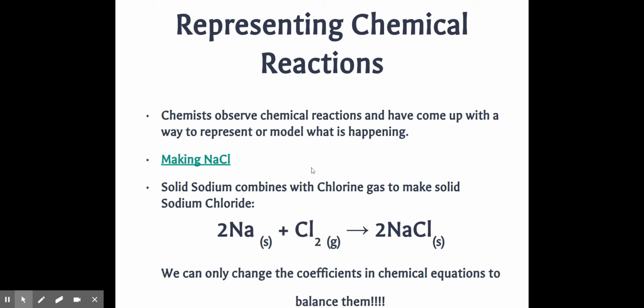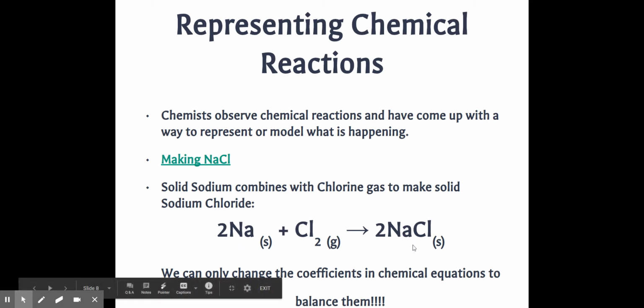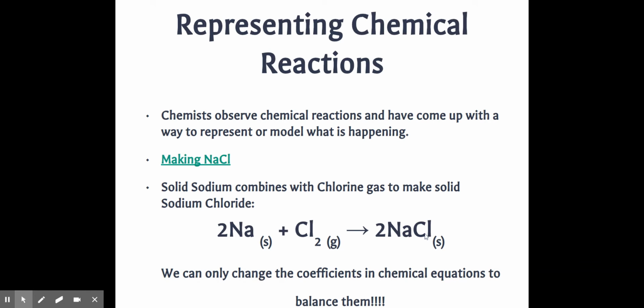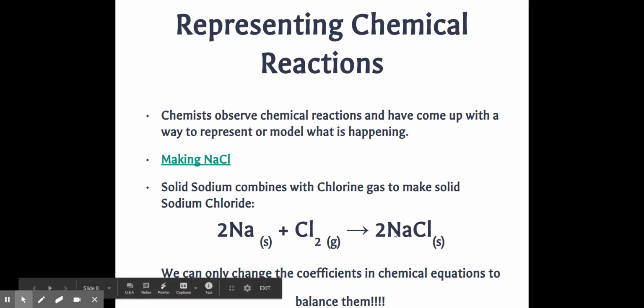So how do we observe it? We observe chemical reactions, and we came up with a model. So making NaCl, table salt, what happens is you supply solid sodium, and then you surround it with chlorine gas. It combines and it makes table salt. You need to put coefficients in order to balance the elements. Right now, without the coefficients, you have 1 Na, 2 Cls on one side, and on the other side you have 1 Na and 1 Cl. So you have to balance it all. That 2 gets distributed to both elements.